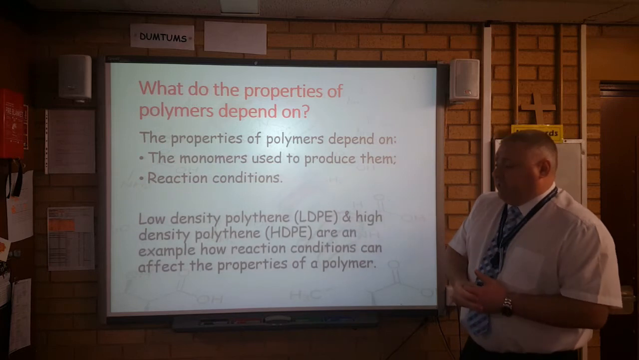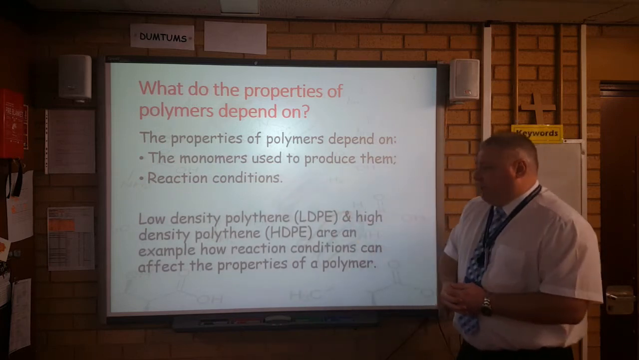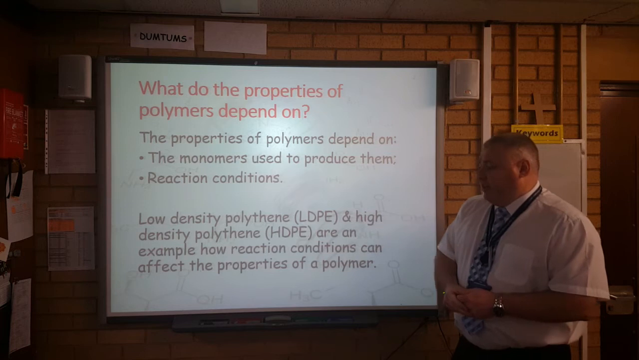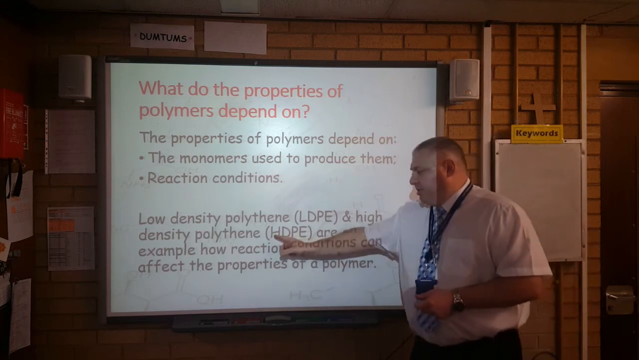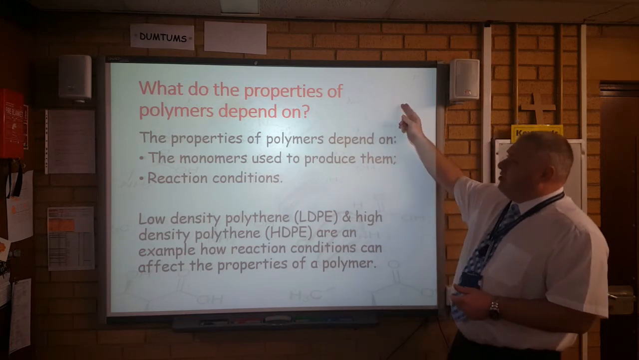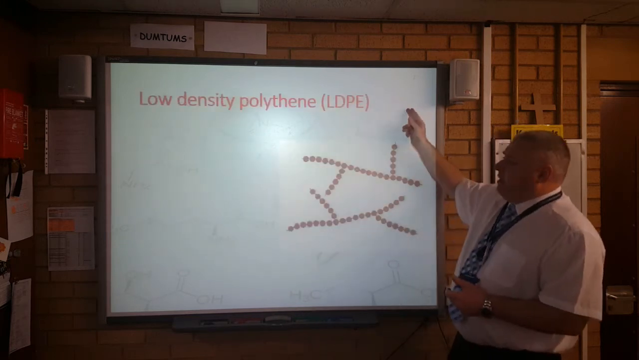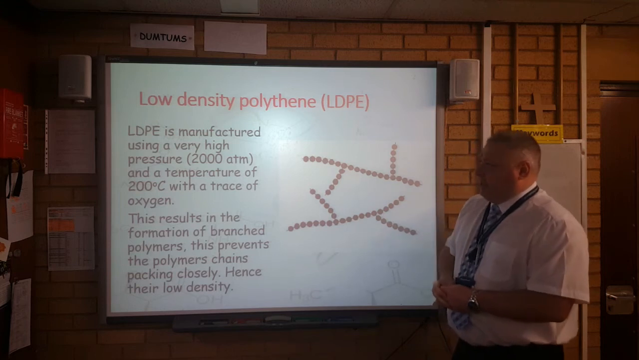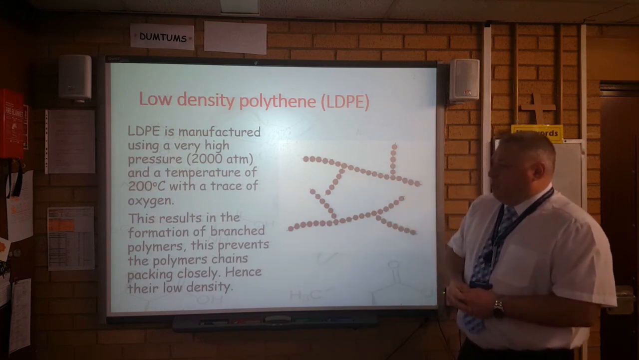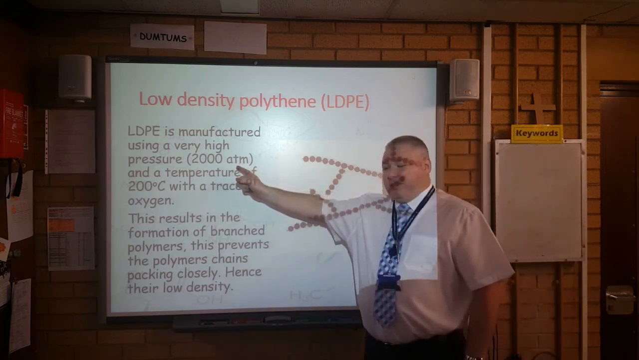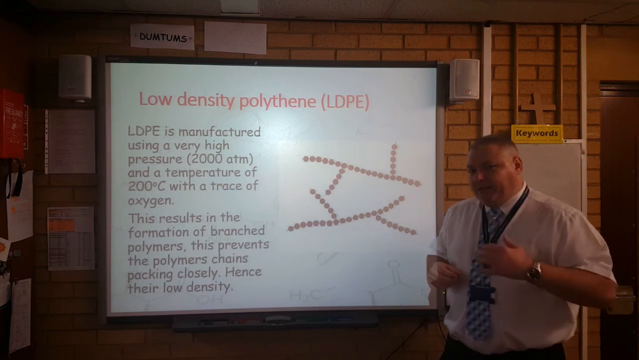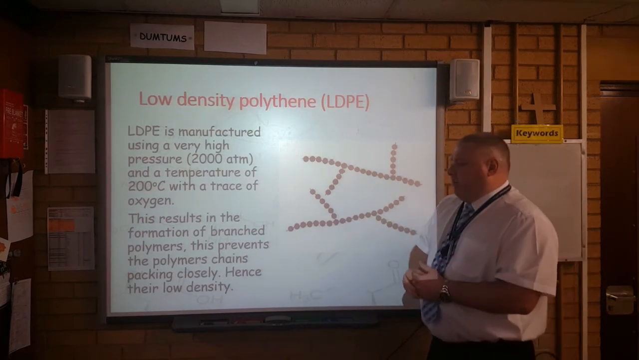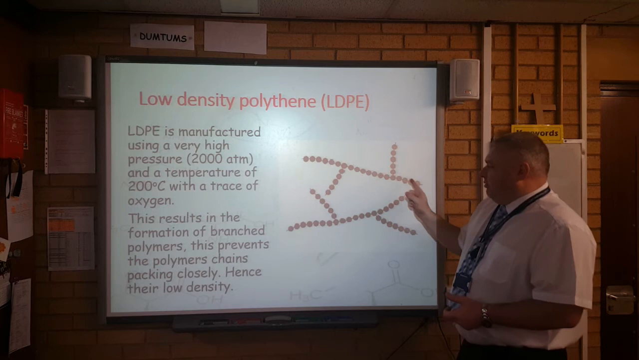When you are talking about reaction conditions, you should discuss polythene, okay? Now there's two forms of polythene. There's low density polythene, which is represented by LDPE, and there's also high density polythene, which is represented by HDPE. LDPE is the type of polymer used to make carrier bags that you get in supermarkets and stuff like that, okay? If you want to manufacture LDPE, you have to use a very high pressure of 2,000 atmospheres, so that's a pressure 2,000 times greater than the pressure here at sea level, and a temperature of 200 degrees Celsius with just a little bit of oxygen, and that's going to result in polymer chains that look like this, okay?